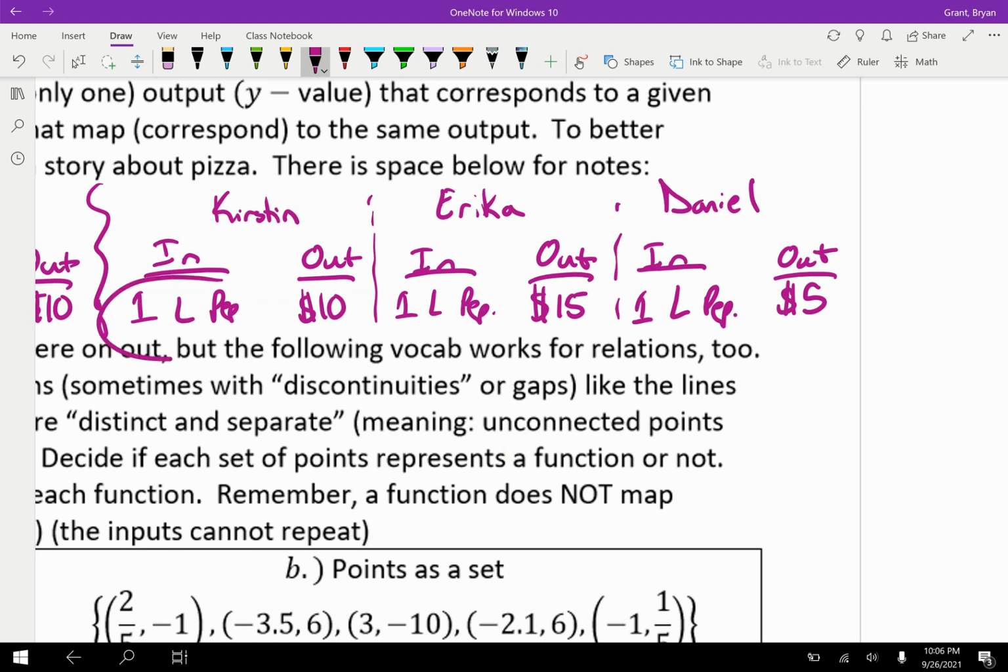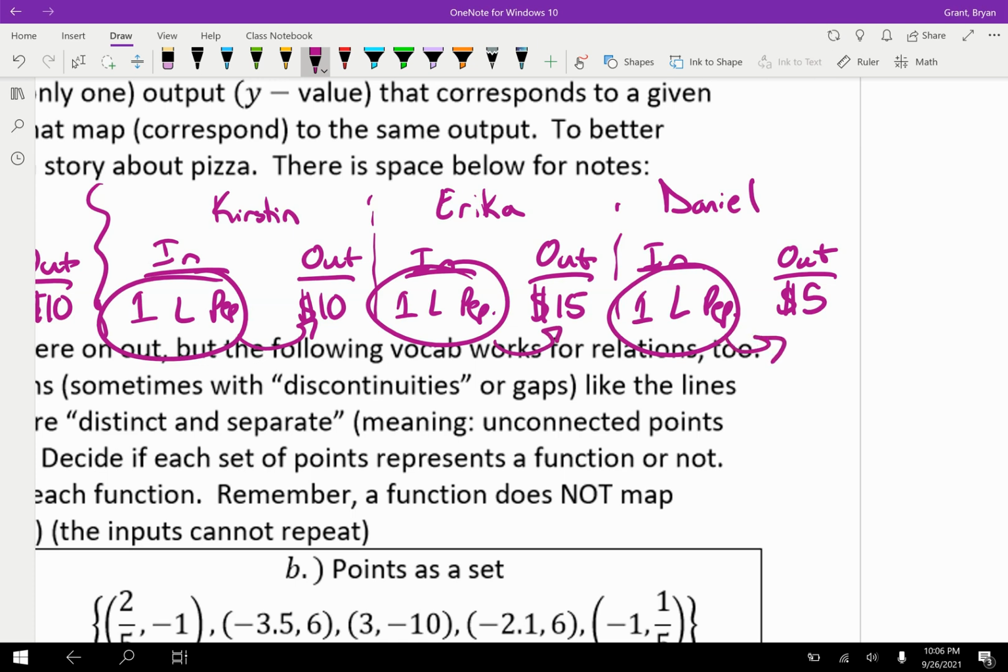Well, this would be the idea of something that doesn't make sense. We have a situation where you have an input, and it's the same input every time. And with a function, I should be able to give you an input. In this case, the input is a large pepperoni pizza. It doesn't matter who ordered it, and it should only match to one output. It doesn't make sense for a large pizza to match to 3 different prices.